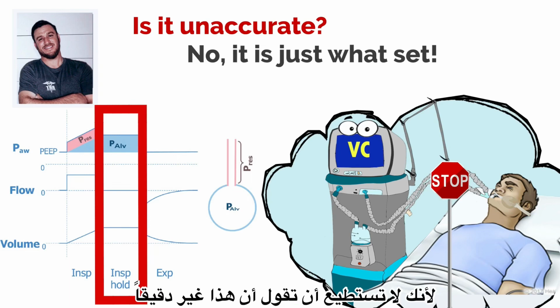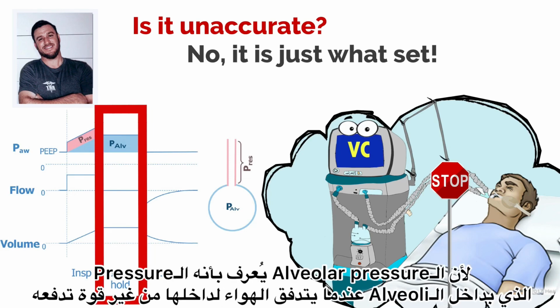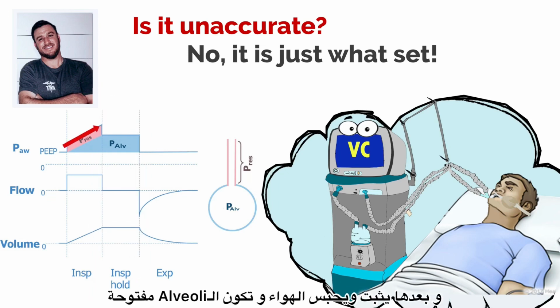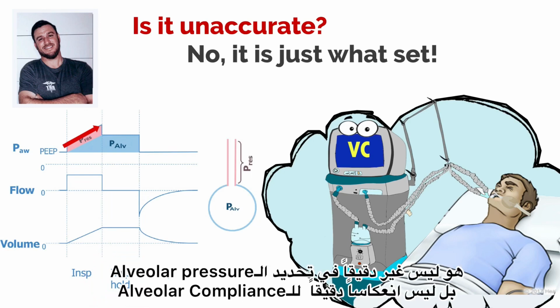you can't say that it's inaccurate, because it is still a true reflection of alveolar pressure, because alveolar pressure is defined by the pressure in the alveoli when flow ceases, without flow. Well, this happens in pressure control. The pressure goes up, it achieves the pressure, and then it holds the pressure open. So it is a plateau pressure, but it's just not an accurate reflection. I think a better way to say it is it's not an accurate reflection of alveolar compliance.